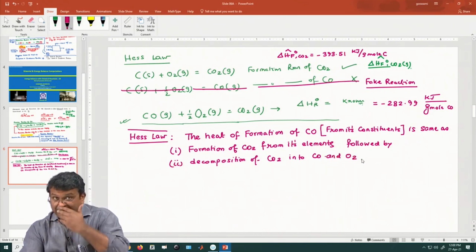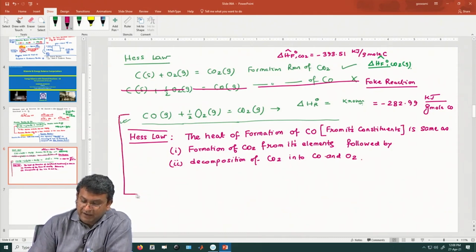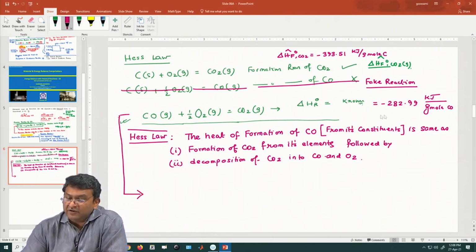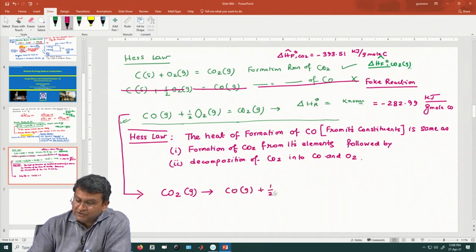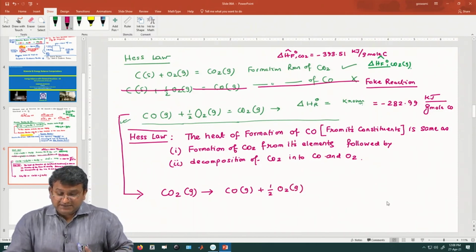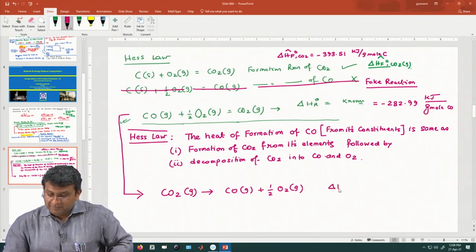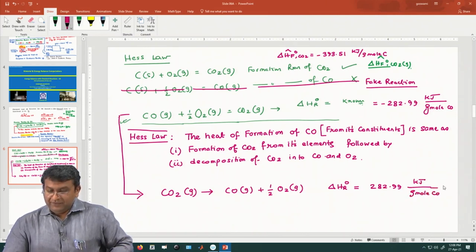So, what exactly does it mean? The inner implication of this particular reaction, this statement, is that if this is the heat of reaction of the forward reaction, the heat of reaction of the backward reaction will have exactly the same magnitude, but negative of whatever is the heat of reaction for the forward reaction. Please take a minute to convince yourself. So, for this particular reaction, the heat of reaction will be simply 282.99 kilojoule per gram mole of carbon monoxide.